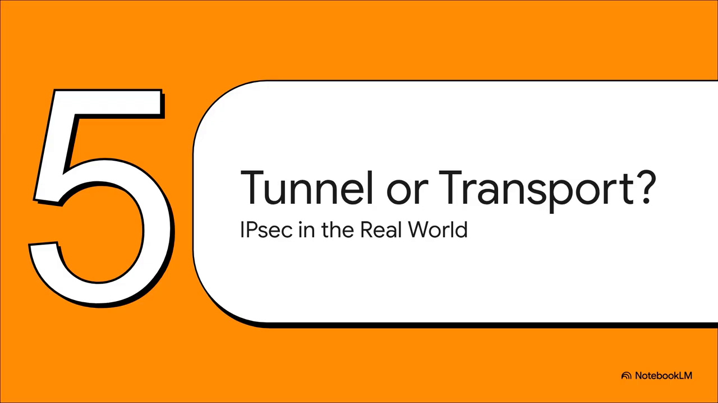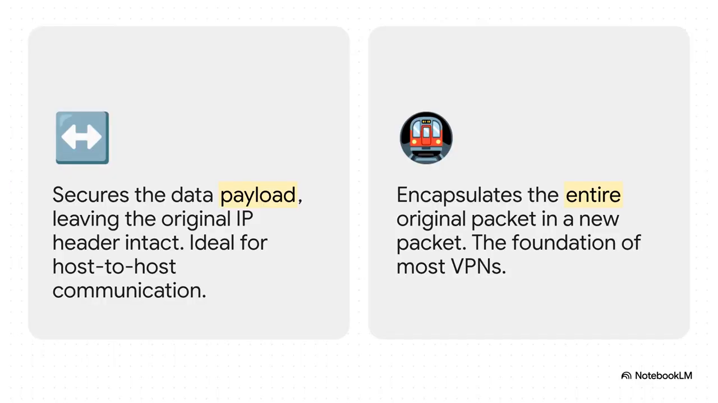To really hammer this point home, let's see how this all plays out in the real world. We just need to quickly look at the two ways IPsec operates: transport mode and tunnel mode. Let's break these down real quick. In transport mode, you're just protecting the data inside an IP packet, leaving that original header alone. This is great for two computers talking directly on the same private network. But in tunnel mode, you take the entire original packet and you wrap it up inside a brand new one. This is the magic behind pretty much every VPN you've ever used.